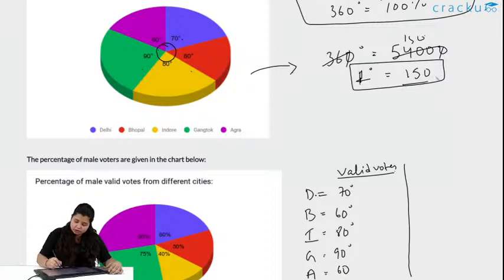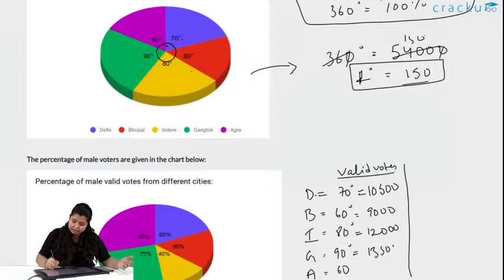We know 1 degree is 150. So, what is 70 degrees? It is just 70 into 150. What is it? It is 10,500. Similarly, 150 into 60 is 9000. 150 into 80, when you know 150 into 60 is this, is obviously 12,000. I am just multiplying them and writing. We know 60 degrees is this. We got the number of valid votes.